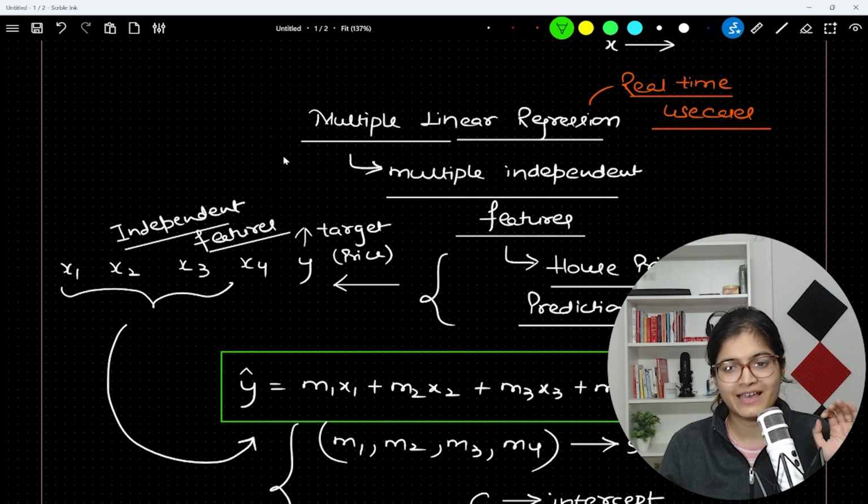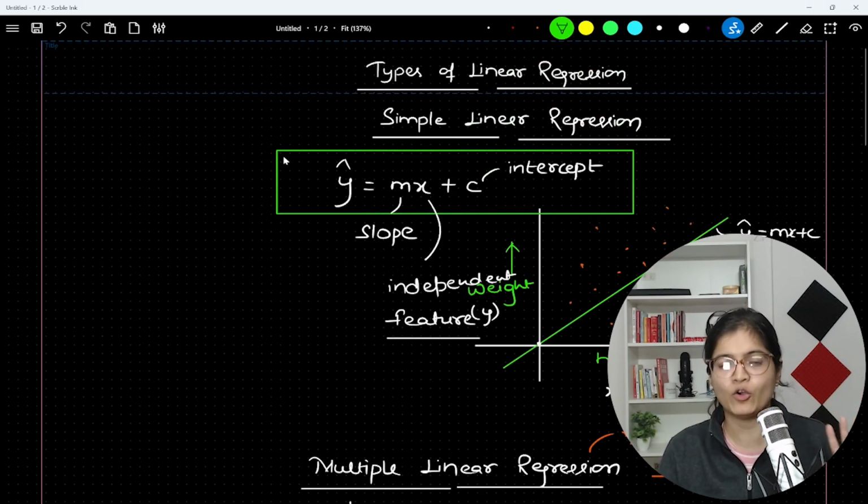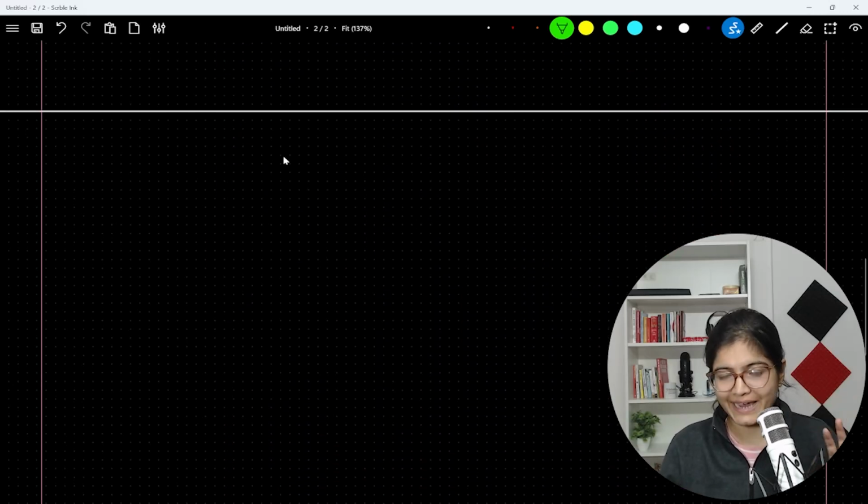I hope it makes sense. I have given you an example for the same. Both examples are, I hope, pretty clear to everyone, right? Let's move to the last type of linear regression, which we call polynomial linear regression.